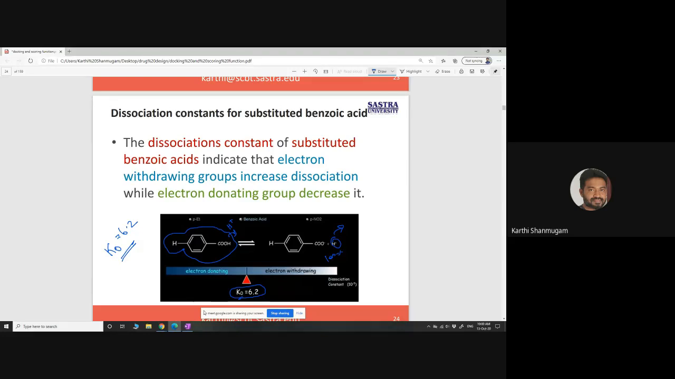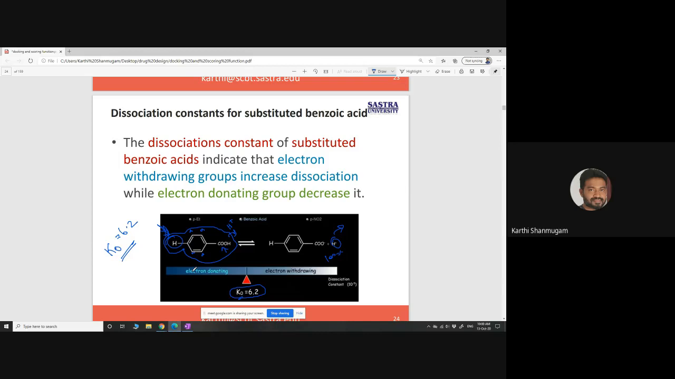Then he wanted to make some change at this position. At this position, the benzoic acid has a hydrogen atom. We can say this hydrogen atom is at the para position with respect to the functional group COOH. These two positions are called the ortho positions, these two positions are called the meta positions, and this is the para position. So he wanted to replace the hydrogen atom at the para position with some other functional group. That is the experiment he wanted to carry out.